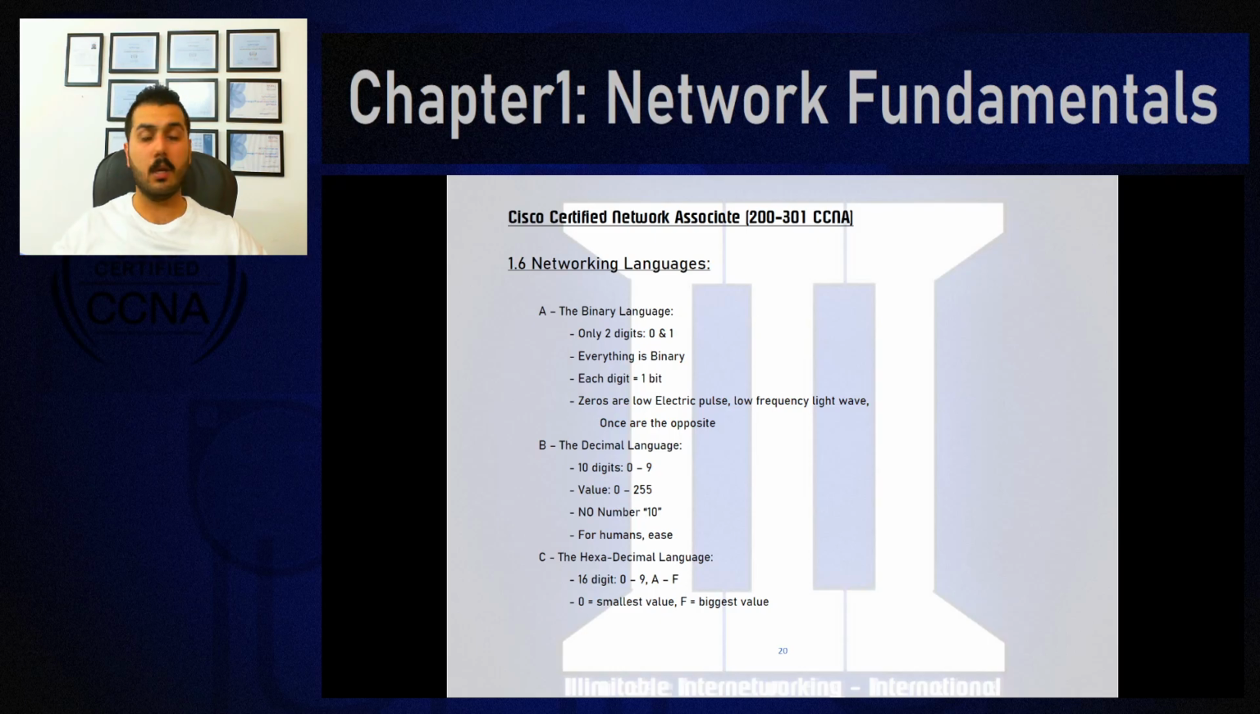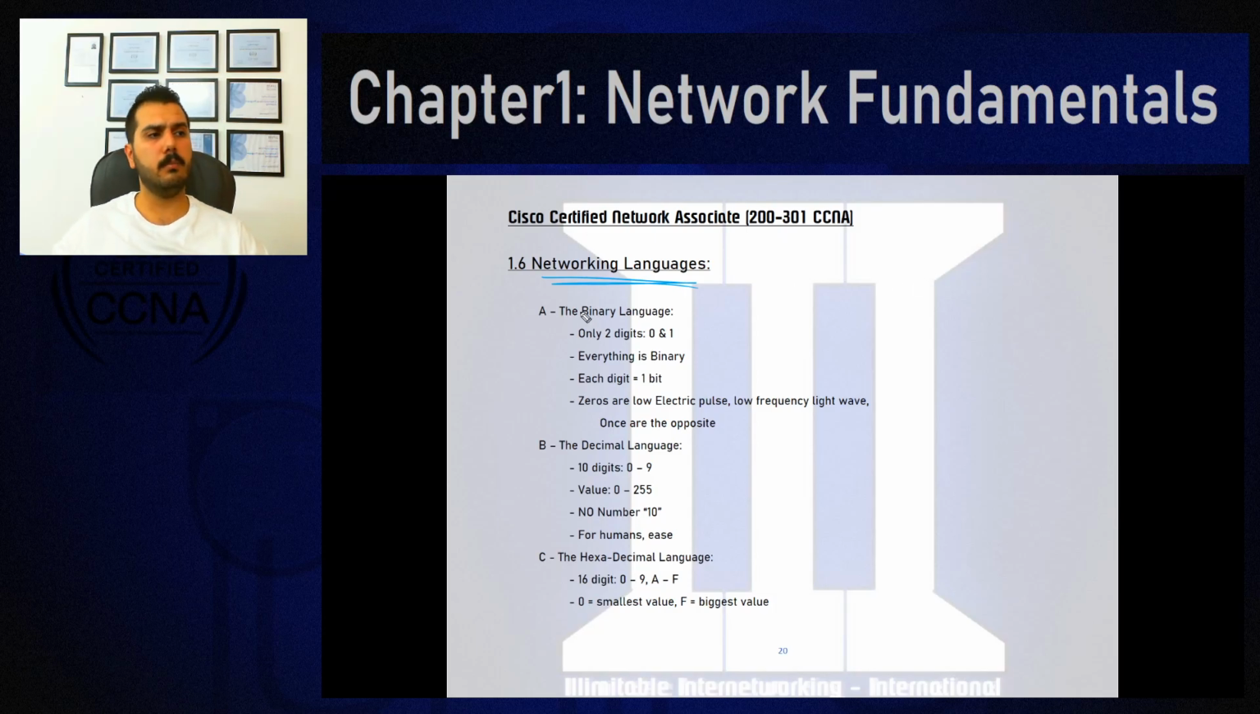Lastly, for this lecture, we have the network languages. There are 3 languages transporting or traveling inside the networking world. We have to know the 3 of them because we will use them all in everything in our networking world.